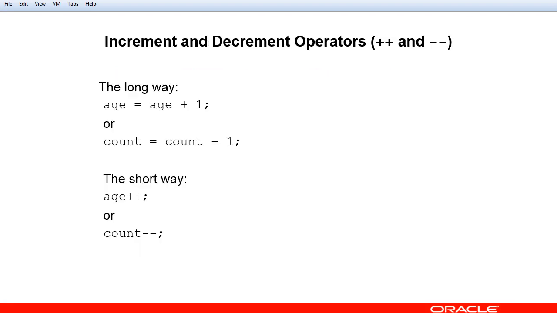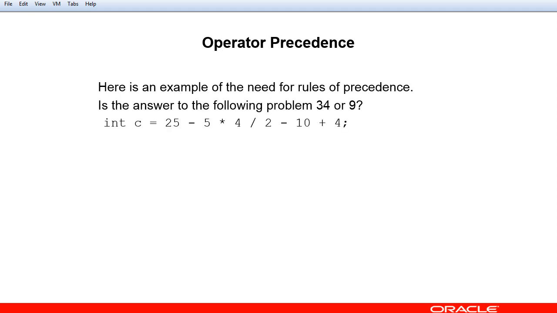A common requirement in programs is to add or subtract 1 from the value of a variable. You can do this by using the add or subtract operator, age equals age plus 1 or count equals count minus 1. So in the first example, if age was equal to 5 before this line of code, after we performed age equals age plus 1, age will become 6. The short way is to use double operators, so age plus plus and count minus minus will have the same results as the top two examples.